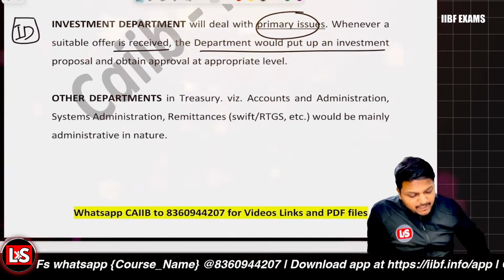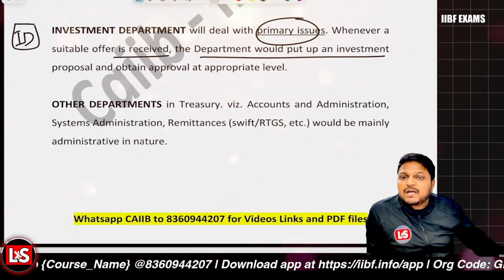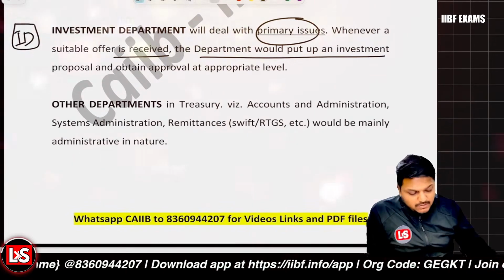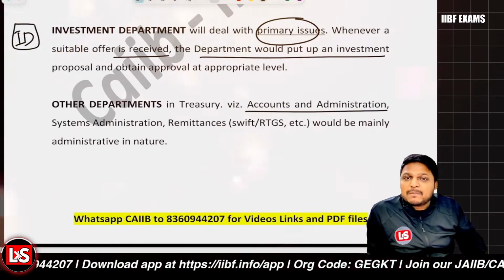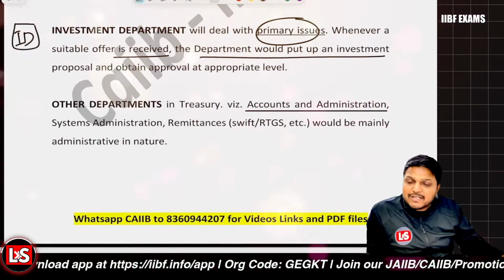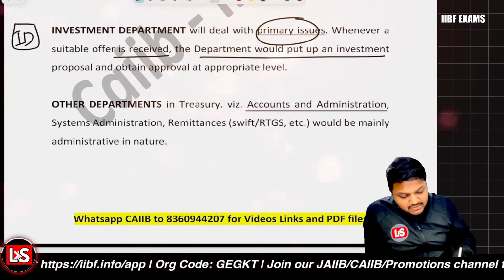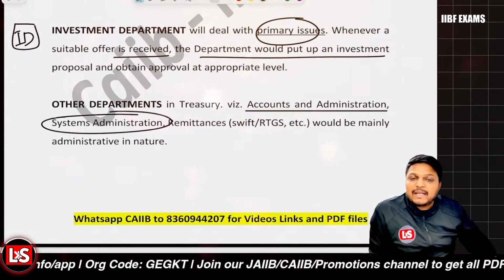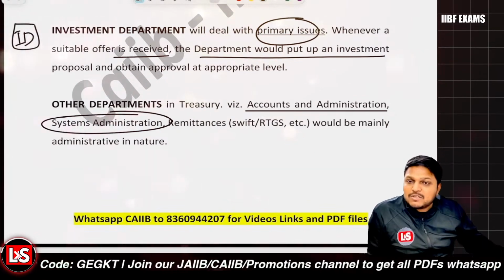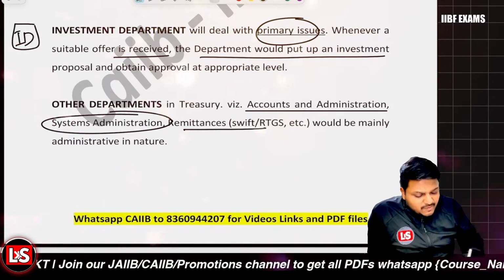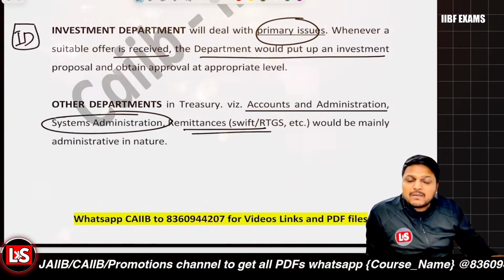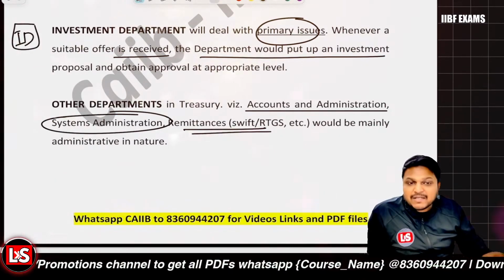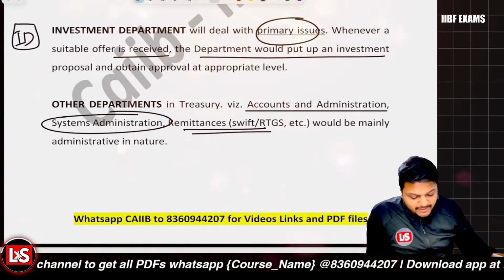And there are other departments also, like we have the accounting and administration department. Accounting and administration department is going to manage the treasury accounting and administration. And the system administration department is there, which is going to manage the treasury technology systems. And the remittance department is there, which is going to handle the payment systems like Swift or RTGS or NEFT. Those are to be handled by it.